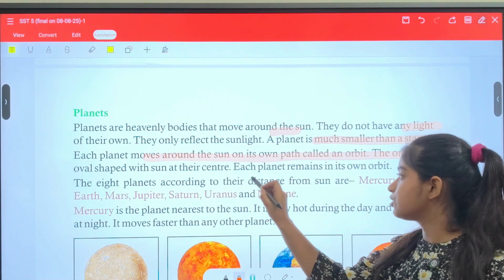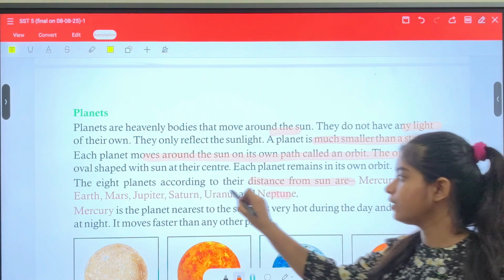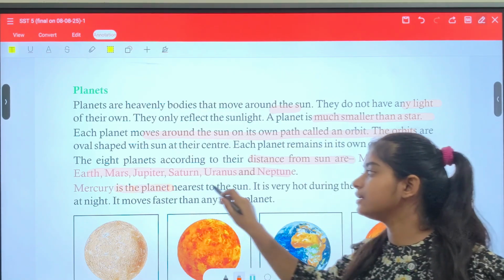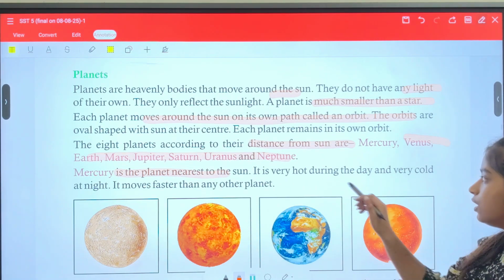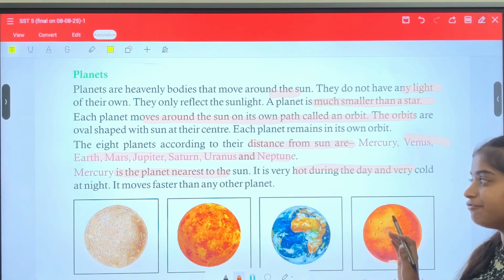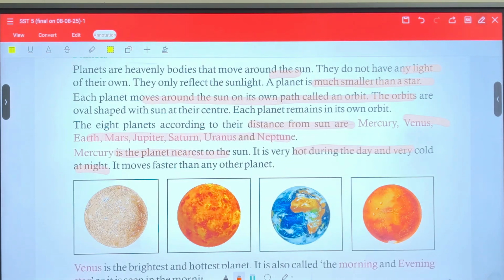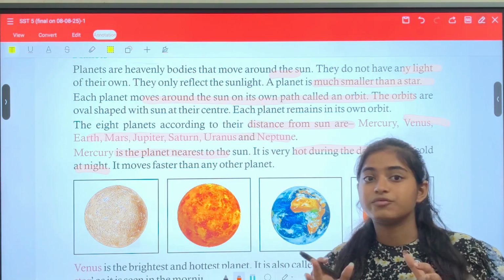Now these are the 8 planets according to their distance from the sun. You can read the names of these. Among all these planets, Mercury is the smallest planet. It is very hot during the day and very cold at night. It moves faster than other planets because its orbit is small and it is very close to the sun.